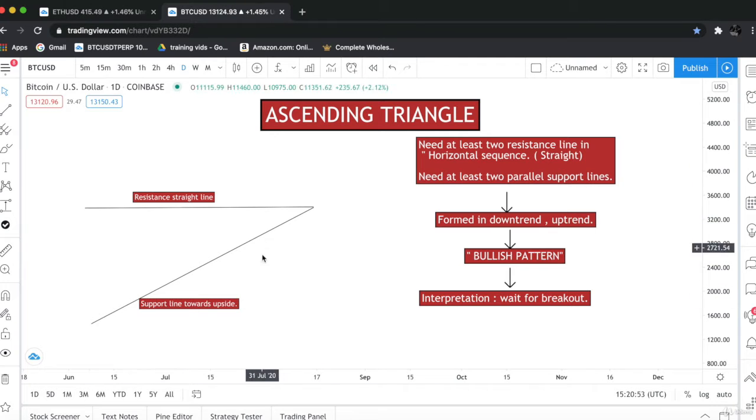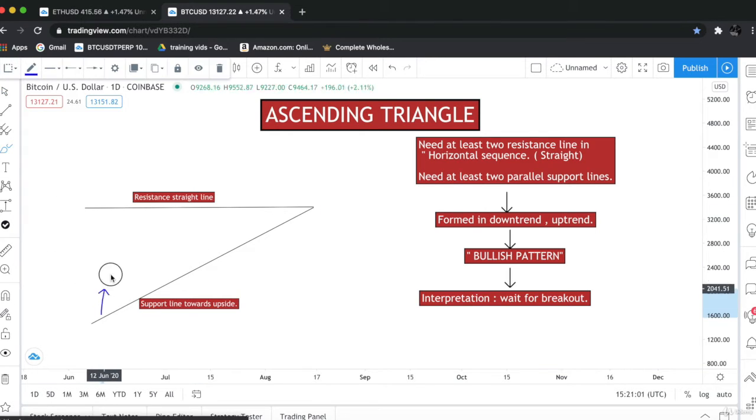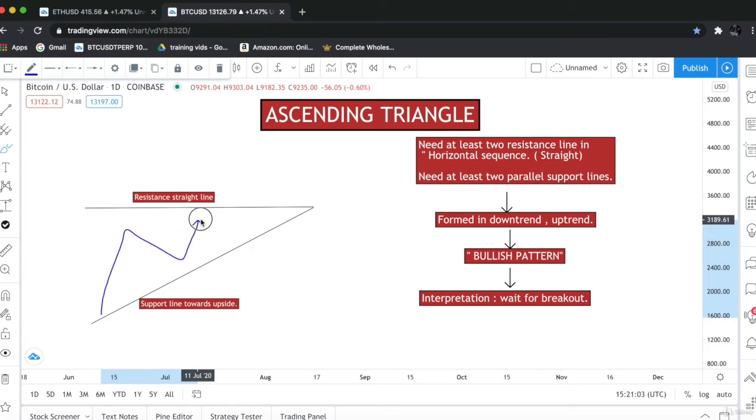This is the ascending triangle which I have drawn for you below. The interpretation is that we should wait for breakout. Let's suppose the price is consolidating over here. We should wait for breakout to the upside. When the breakout happens, this will be our buying point, this one. And the target for this pattern would be the same.